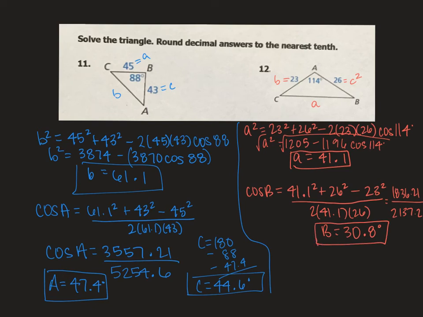And then to find our last angle, 180 minus our 114 minus our 30.8 gives us about 35.2 for angle C.